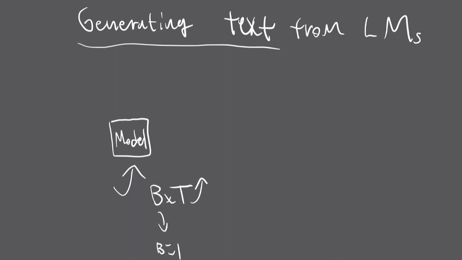The T is really important though. The T is equal to the length of the input sequence. So if we're using word level tokenization and we said something like write me a poem, that would be a capital T of 4.